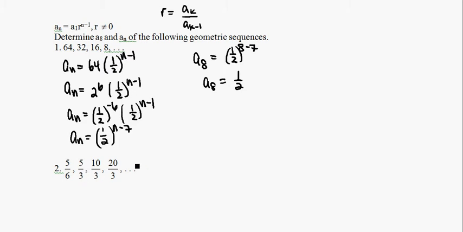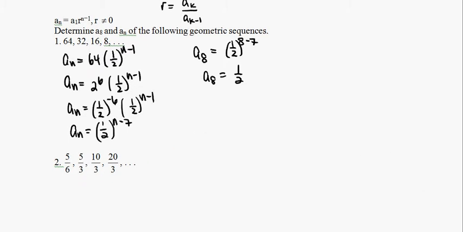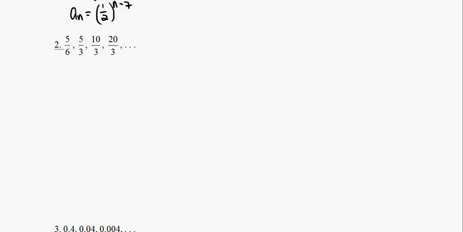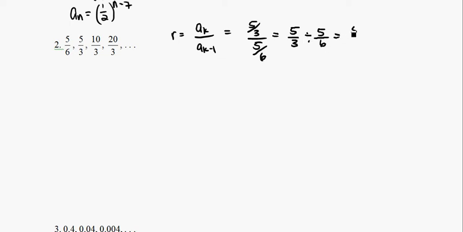So here we're looking for the nth term again. It's pretty clear that our first term is 5/6. The only question is, what is our common ratio? Well, again, the common ratio can be found by taking the quotient of two consecutive terms. So in this case, it's 5/3 divided by 5/6, and probably the easiest way to handle this is just two fractions being multiplied. So it's 5/3 times 6/5. These cancel and that cancels, and you're left with 2. So the common ratio is 2.